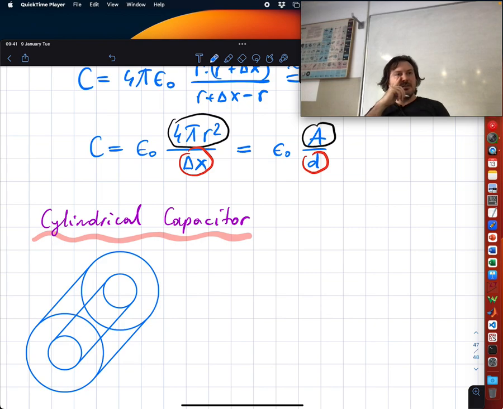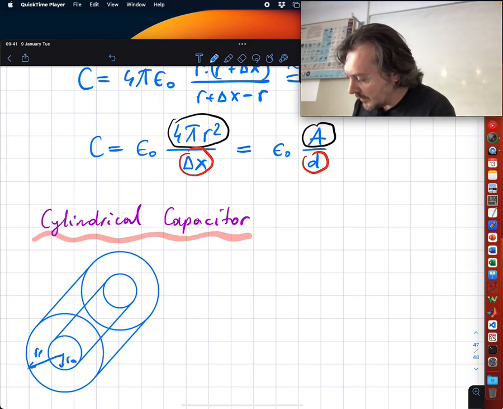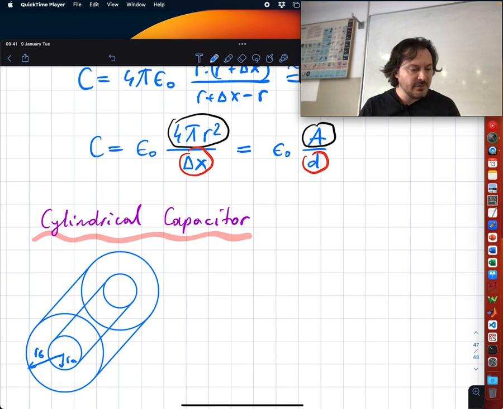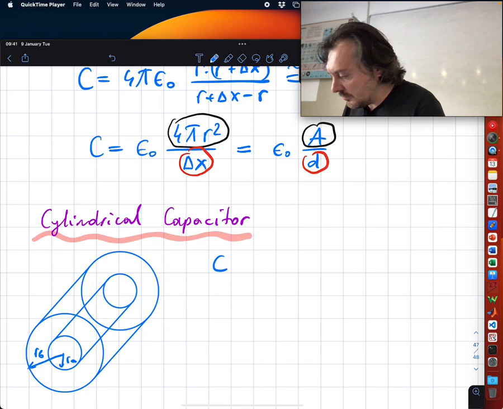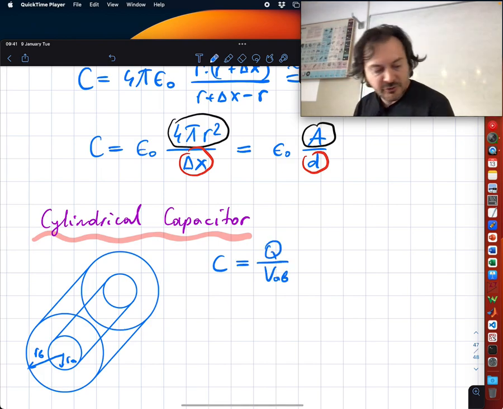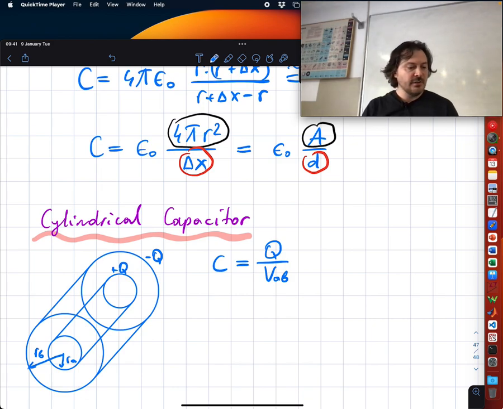So it's like a capacitor made up of an inner cylinder and an outer cylinder. Again, the question is the same. What is the capacitance of this system? To find the capacitance of this system, you need to find how much voltage difference there is because of the charge inside. So let's say there is plus Q here, minus Q here. How much is the voltage drop?